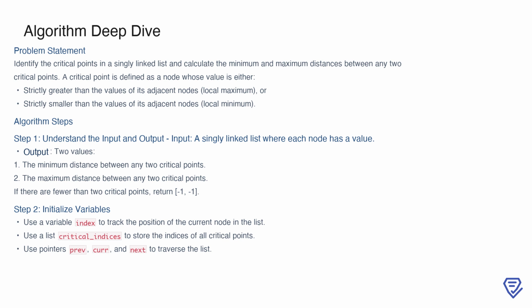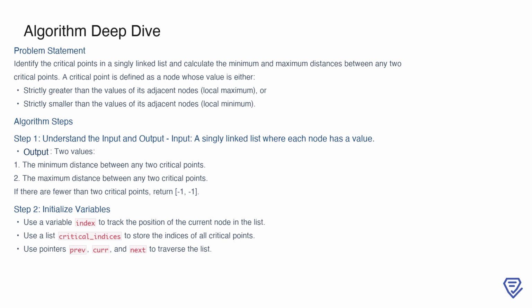To tackle this problem, we need to identify critical points in a singly linked list and calculate the minimum and maximum distances between them. A critical point is a node that stands out compared to its neighbors. It's either a local maximum, where its value is strictly greater than the values of its adjacent nodes, or a local minimum, where its value is strictly smaller. The input is a singly linked list where each node has a value, and the output is 2 numbers, the smallest distance between any 2 critical points and the largest distance between them.